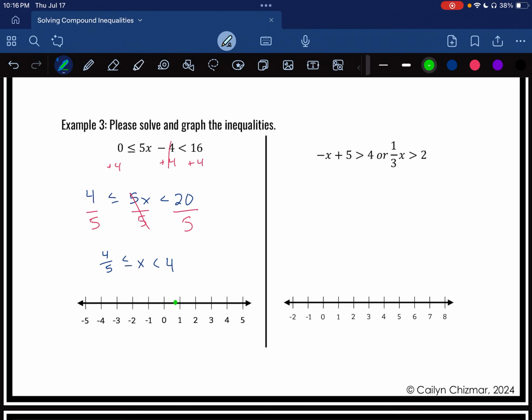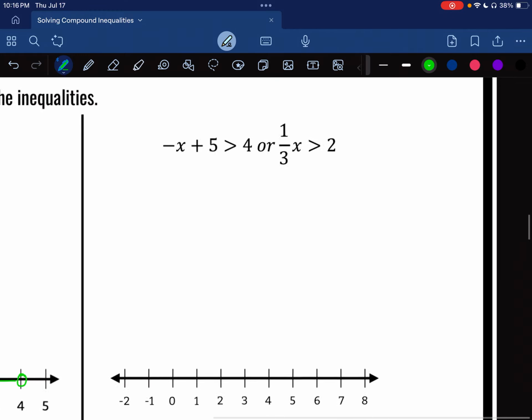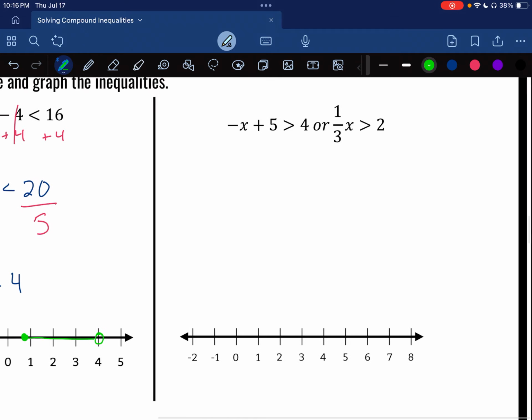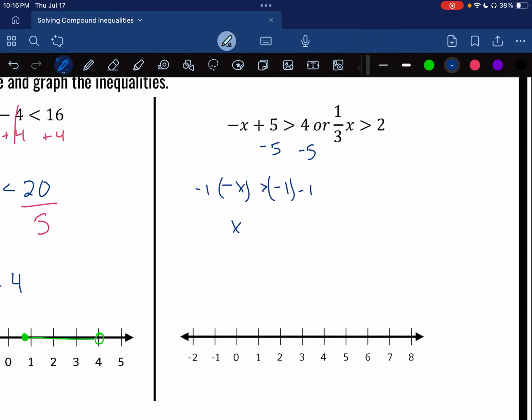All right, and then this last one is an or. So, subtract 5 from both sides. Negative x is greater than negative 1. I need to multiply both sides by negative 1 to get rid of that negative over here. And when I do that, I have to flip my sign. That's going to actually end up with x is less than 1 over here. So open circle at 1, less than, like so. And then I'll write my word or so I don't forget. It's funny looking, or.